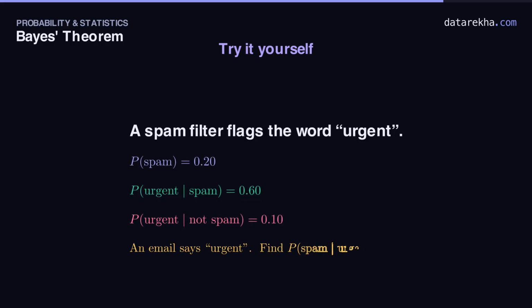A spam filter watches for the word urgent. 1 in 5 emails is spam. The word urgent shows up in 60% of spam, but only 10% of real mail. An email arrives containing urgent. What's the chance it's actually spam? Pause here and work it through with Bayes before I do.